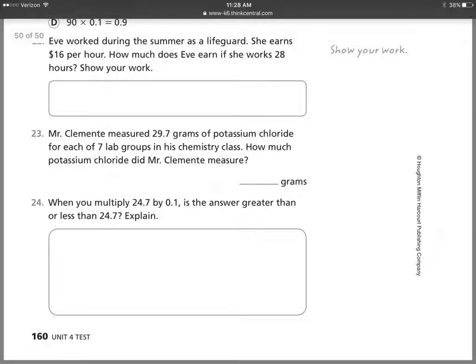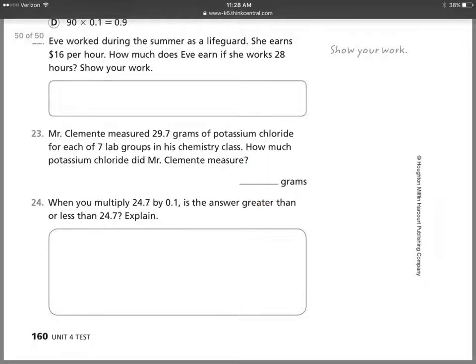Number 23, also a word problem. Mr. Clemente is measuring 29.7 grams of potassium chloride for each of 7 lab groups in his chemistry class. How much potassium chloride did Mr. Clemente measure? Well, he did it 7 times, so he took 29.7 grams 7 times. So you can show your work again on that, and drop your answer in the space provided.